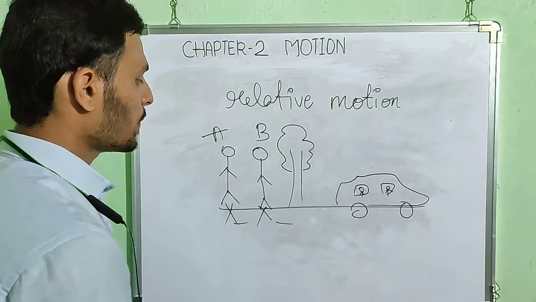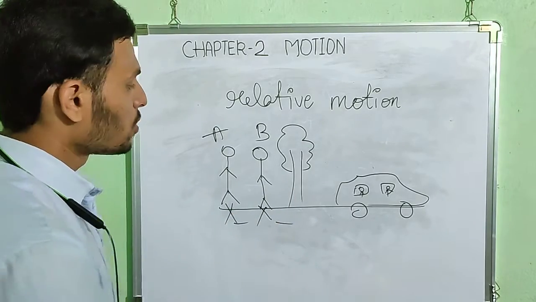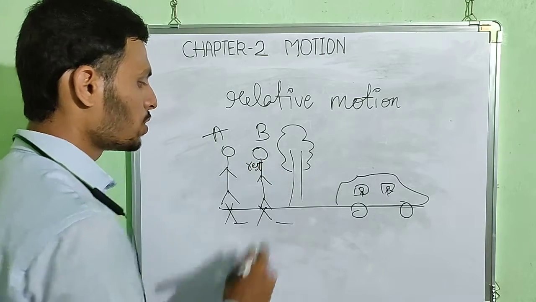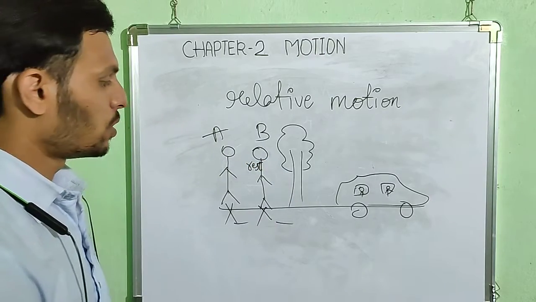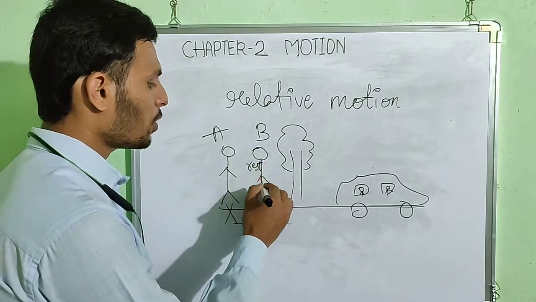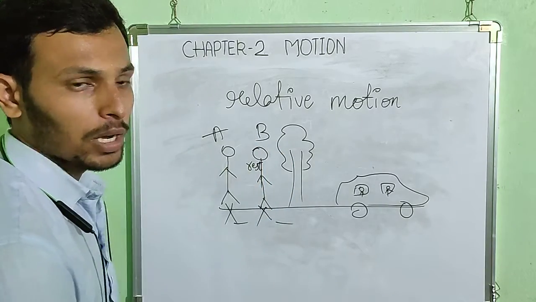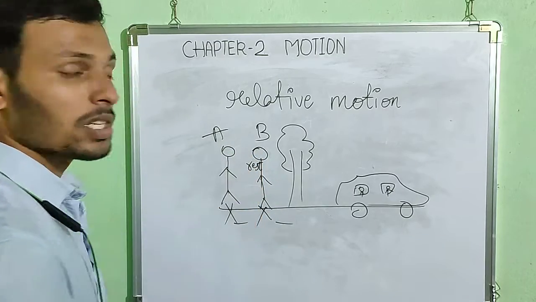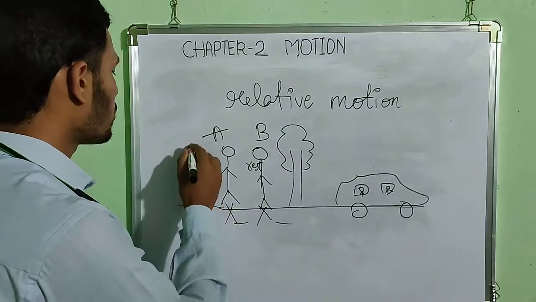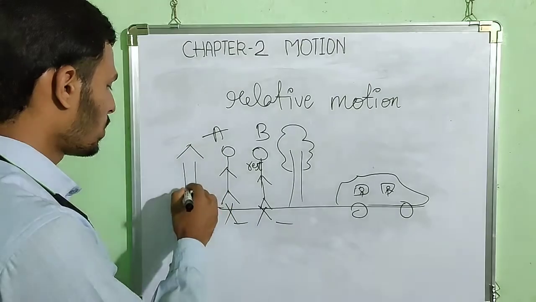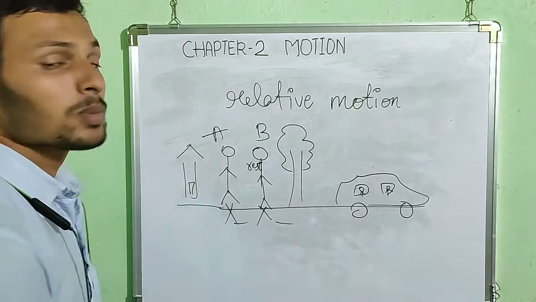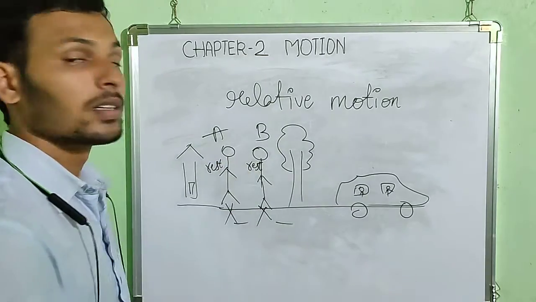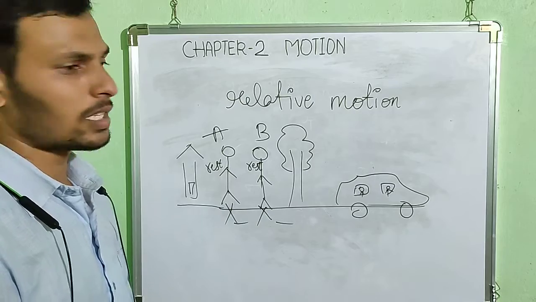According to this tree, he is not changing his position. So according to A, B is at rest. Similarly, according to B, if B is my observer, he is not changing his position according to some house over here or something. So even A is at rest.